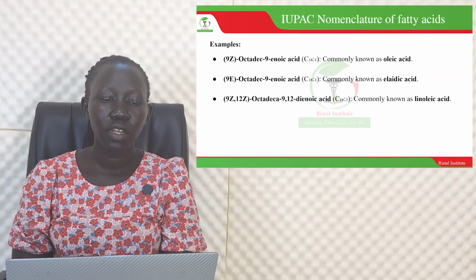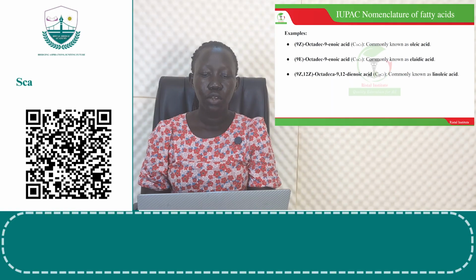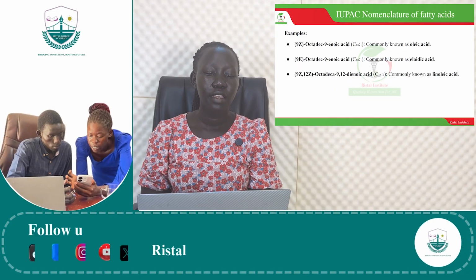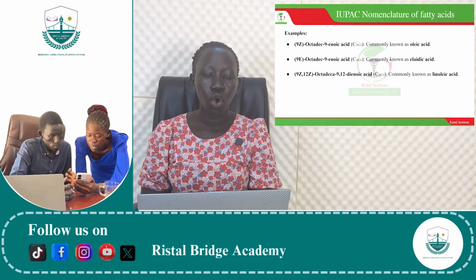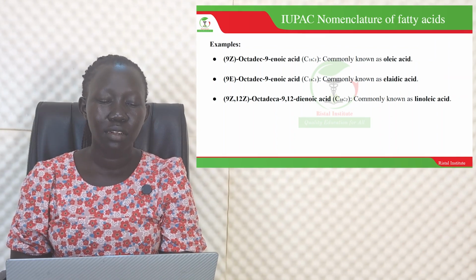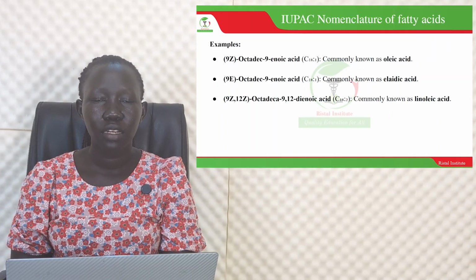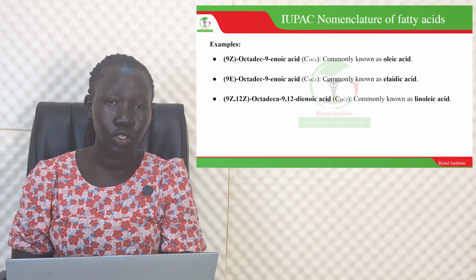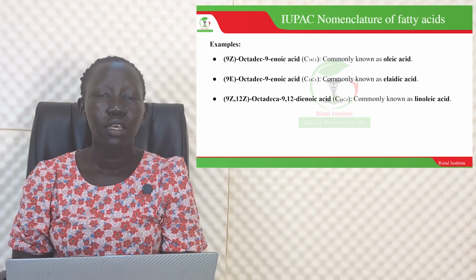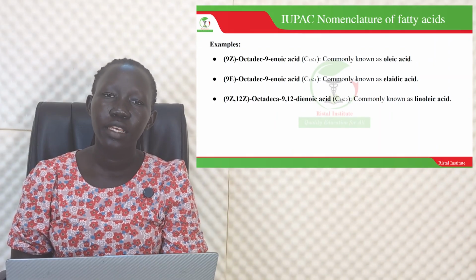Carbon atoms 18, one double bond occurring at carbon atom number 9, but it is trans, commonly known as elaidic acid. And then we also have 9Z, 12Z-octadeca-9,12-dienoic acid. This is a fatty acid that has 18 carbon atoms, two double bonds, one occurring at carbon atom number 9, and it occurs in the same direction, cis, and then carbon atom 12 also has a double bond occurring, and it is also cis in the same direction, and it's commonly known as linoleic acid.